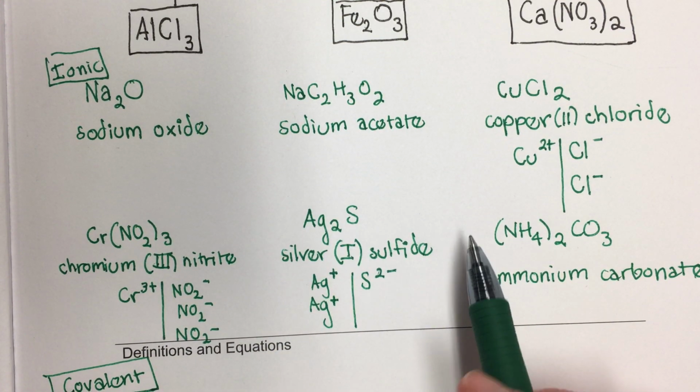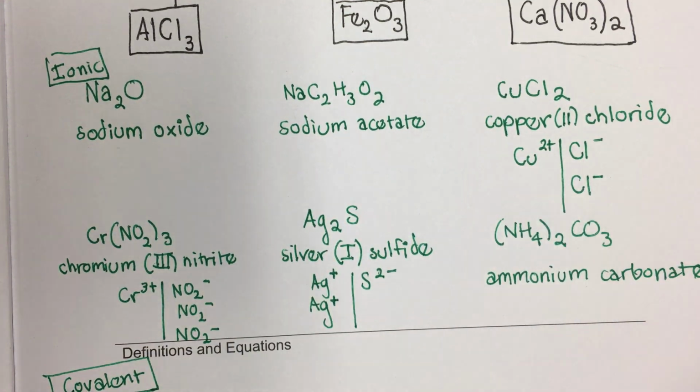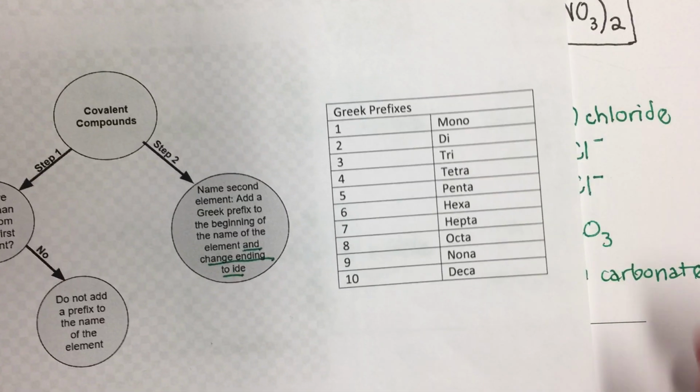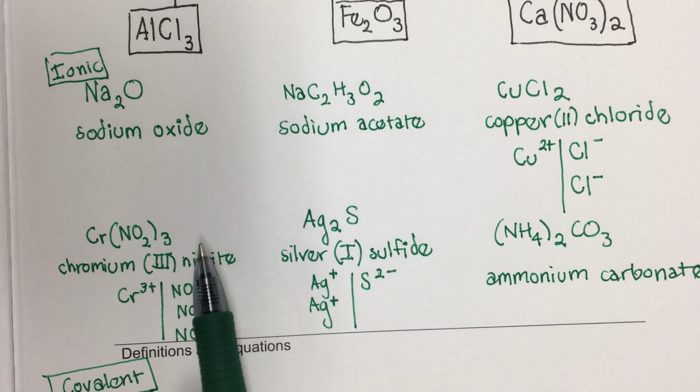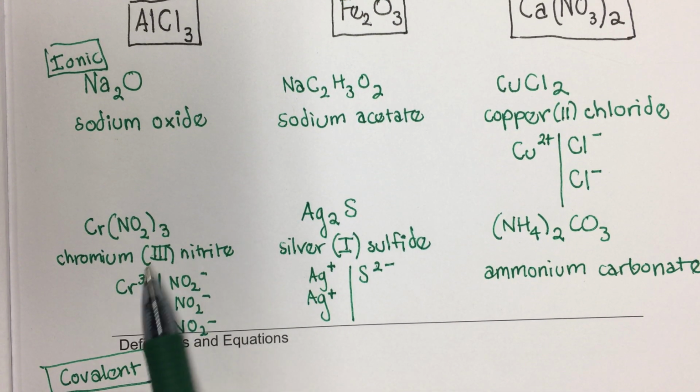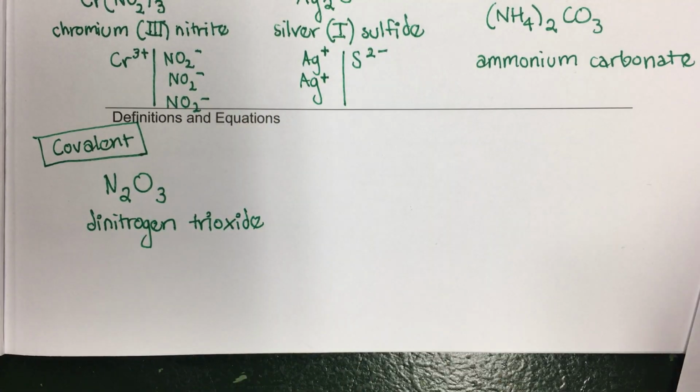Okay, so before you name something, you've got to figure out whether it's ionic or covalent. If it's ionic, don't use these prefixes. If it's covalent, then you use them. Also, if it's covalent, you never use Roman numerals. You only use Roman numerals if it's ionic and if it's a transition metal. Okay, let's just do a few more examples of covalent.